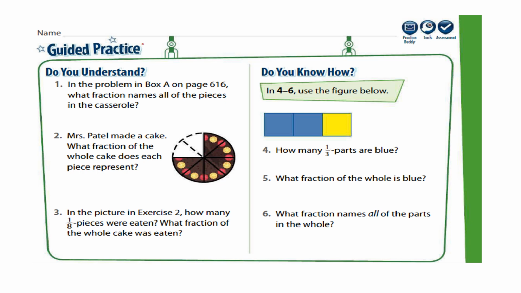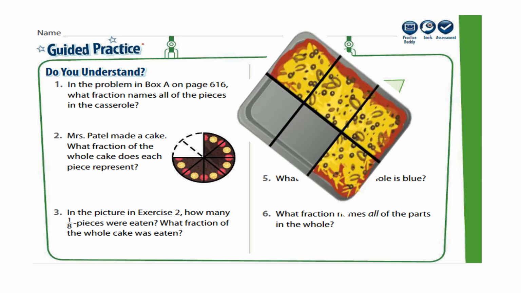Okay, question number 1. In the problem in box A on page 616, what fraction names all the pieces of casserole? This question is related to this casserole, and we have to write the fraction for all the pieces. First of all, let's count what is our denominator. What is the whole? How many parts do we have? We just saw a video related to this casserole. So what was the denominator? Let's count again. 1, 2, 3, 4, 5, and 6. So the denominator is 6.